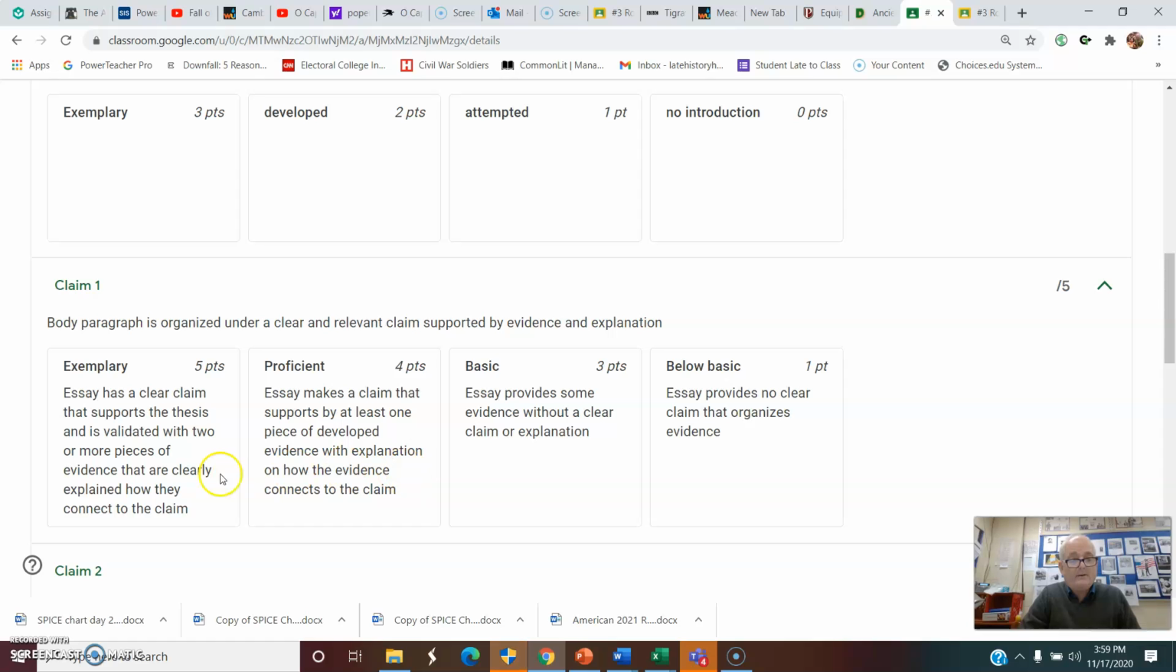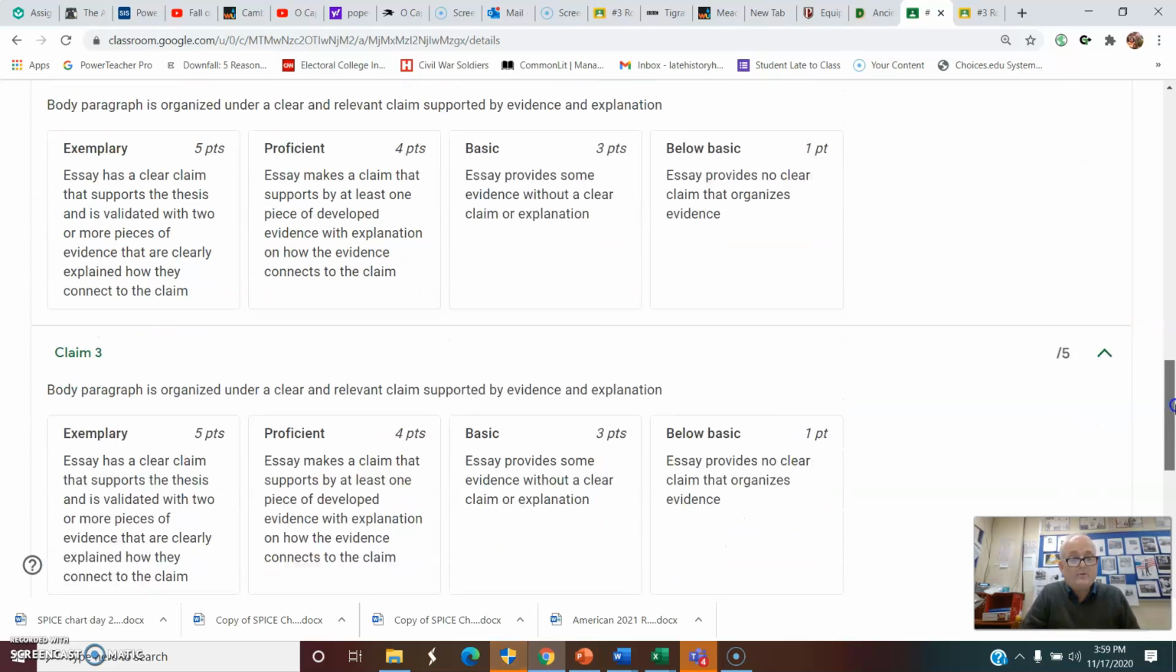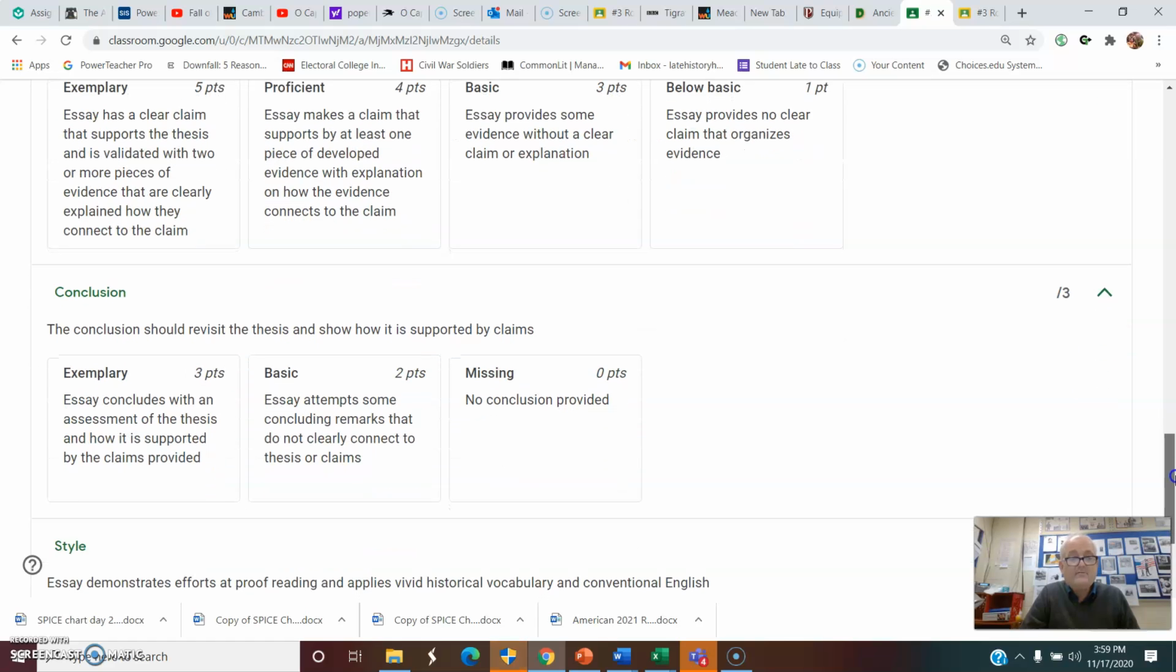So you can see that you want to be exemplary, but certainly if you have evidence and explanation and argument, you're good. And that's for all 3 of those. And then finding the conclusion, which we can't forget. The conclusion is the idea of your thesis. You should go back to your thesis and demonstrate how your claims make your thesis valid. You know, it's closing the deal.